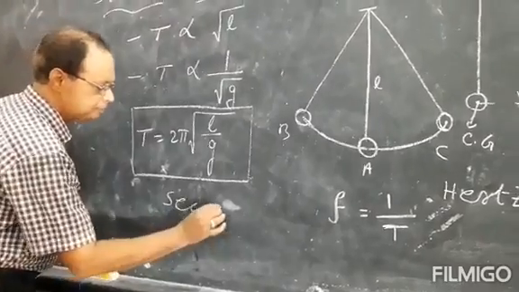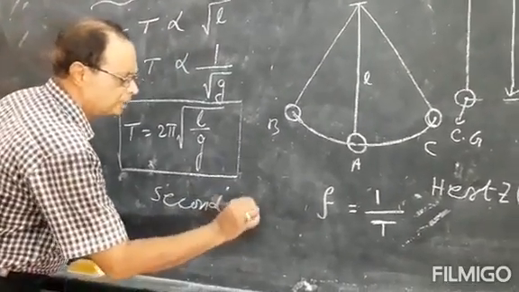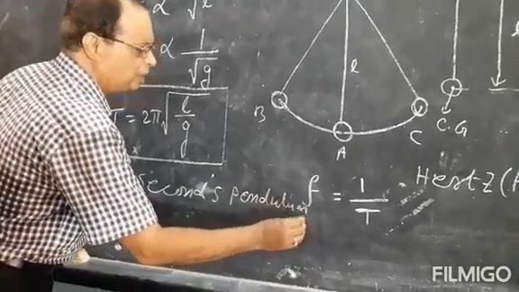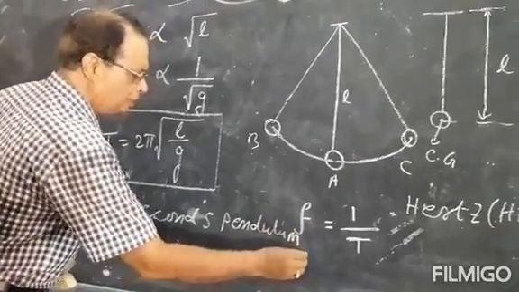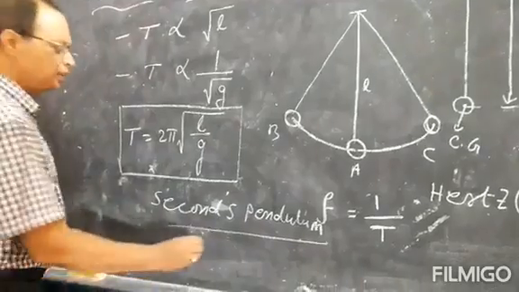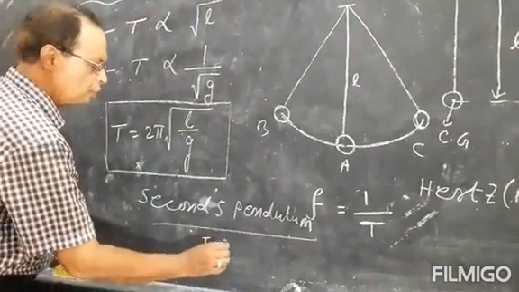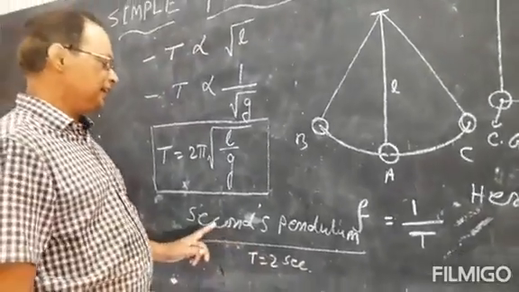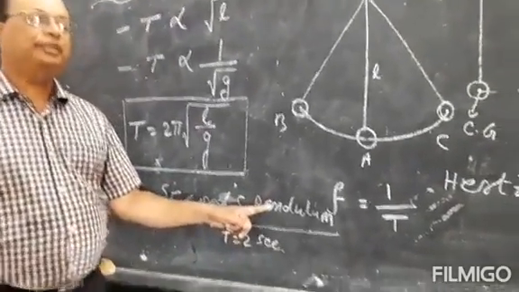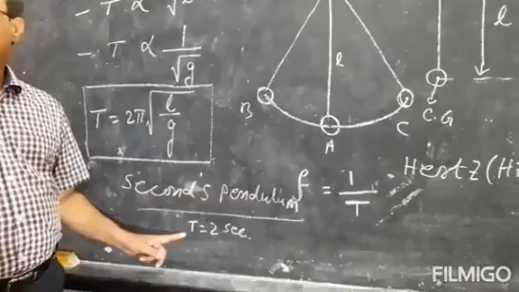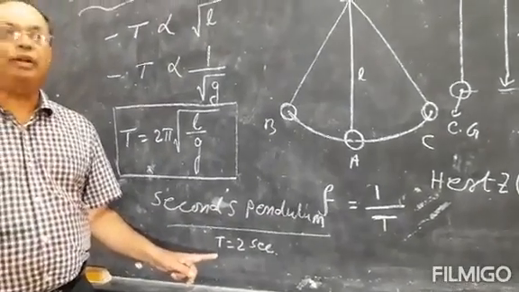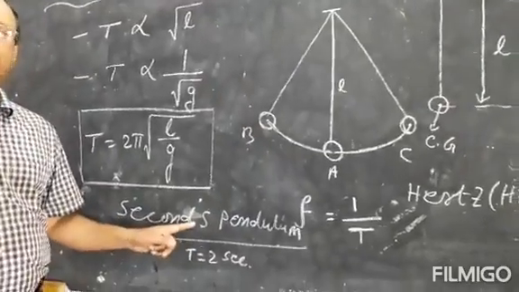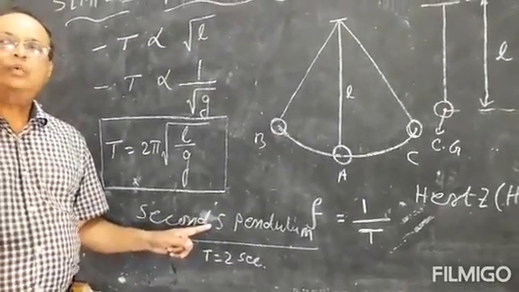Seconds pendulum. Now a seconds pendulum is a simple pendulum for which the time period is 2 seconds. T is equal to 2 seconds. If the time period of a simple pendulum is 2 seconds, that is known as seconds pendulum. And the effective length of the seconds pendulum will be approximately 1 meter.